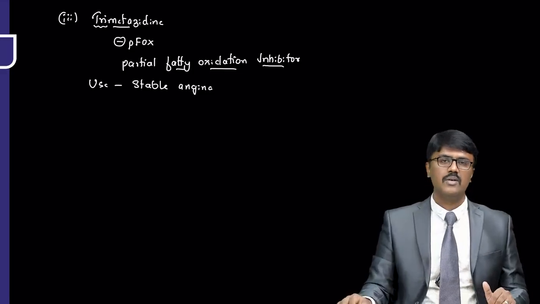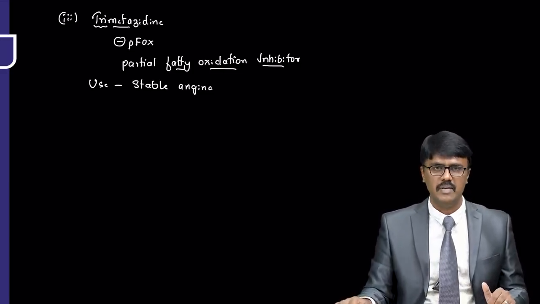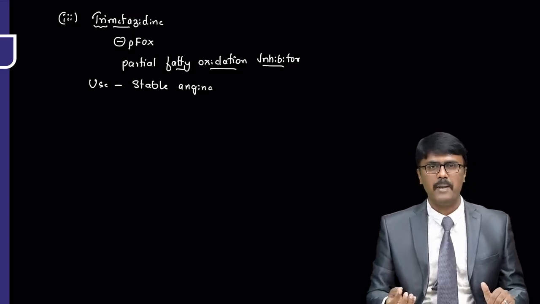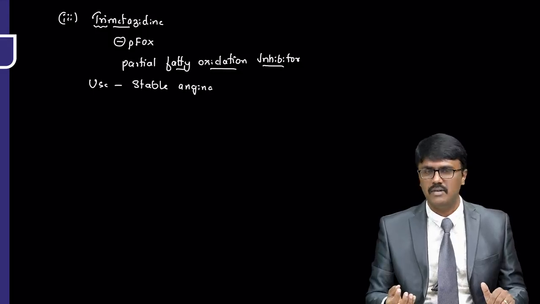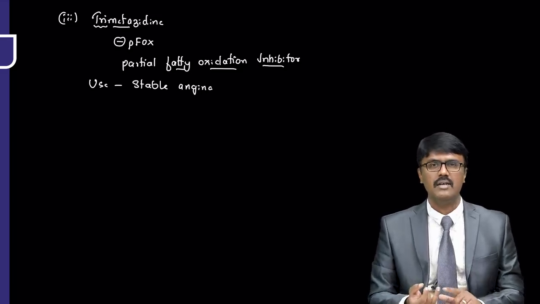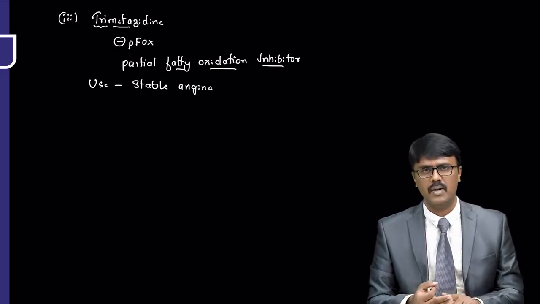Okay, so these are the drugs we use in the management of angina pectoris. Number one, nitrate. Number two, CCBs. Number three, nicorandil. Number four, we have the beta blockers. Number five, newer drugs: we have ivabradine, then we have ranolazine and trimetazidine.